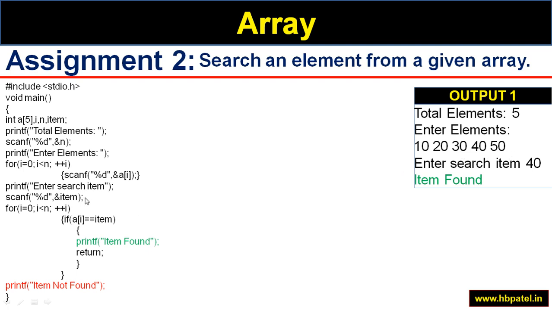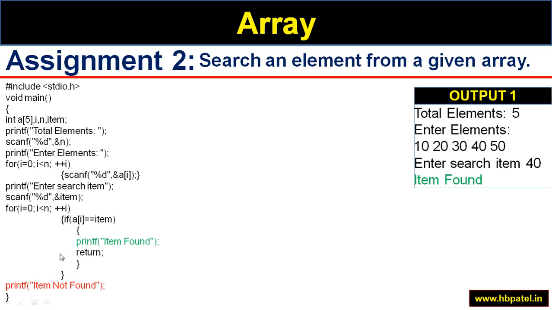And then I'm also asking the user to enter the item to search. If the user enters 40, that 40 will go in item. Now I am running a loop and checking this item with every element. If A[i] equal to item is true, it means the item is matched with a particular element in the A array, then we'll be printing item found. And return means it will be the end of the program. We'll be studying more on the return statement later on in the function chapter.